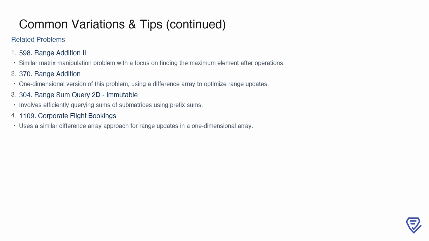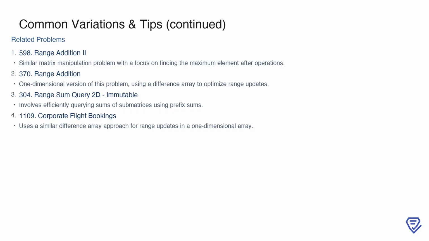This problem also shares similarities with several related problems, which can deepen your understanding and help you identify patterns. For instance, in problem 598, Range Addition 2, the focus shifts to finding the maximum element in the matrix after performing a series of operations, offering a variation on the same theme of matrix manipulation.